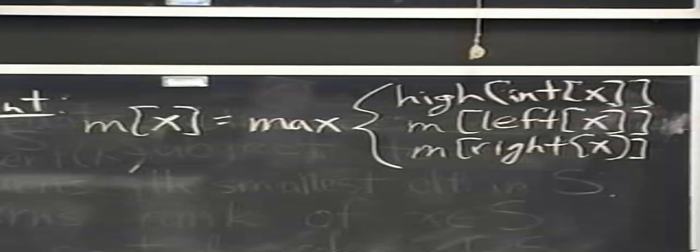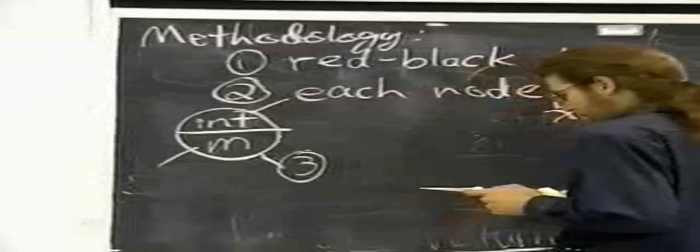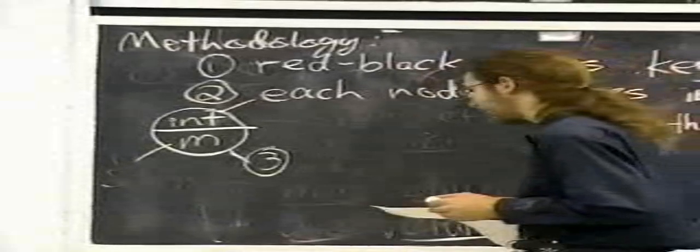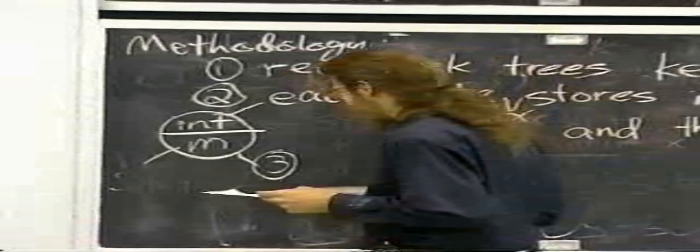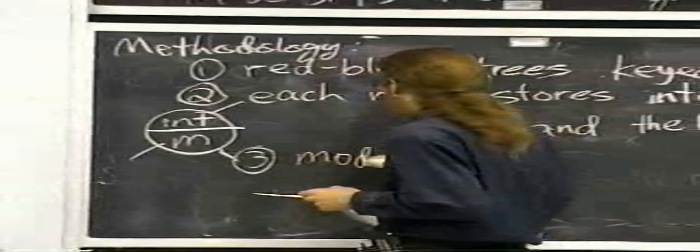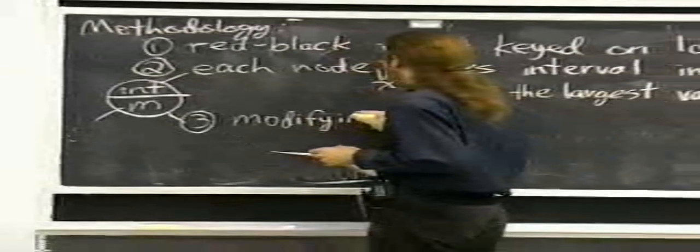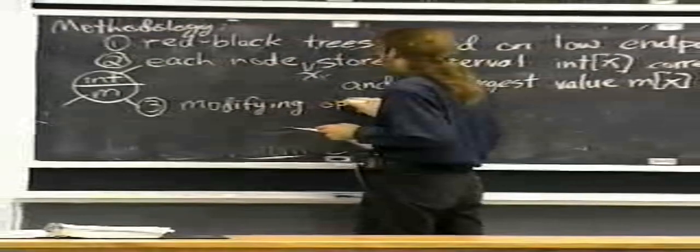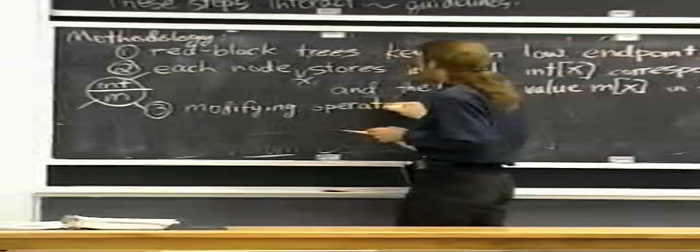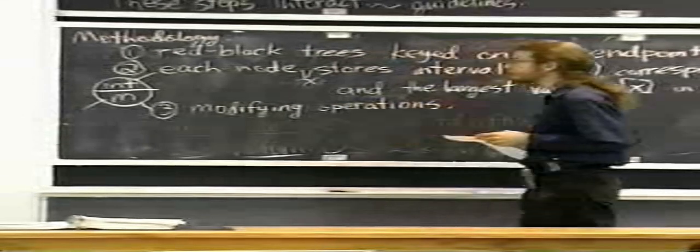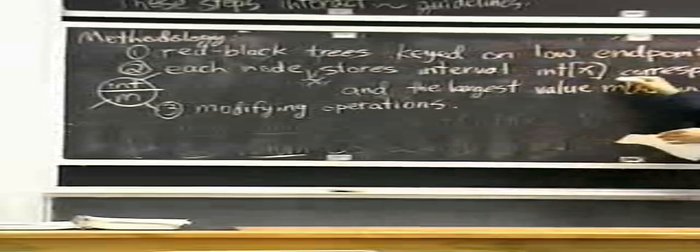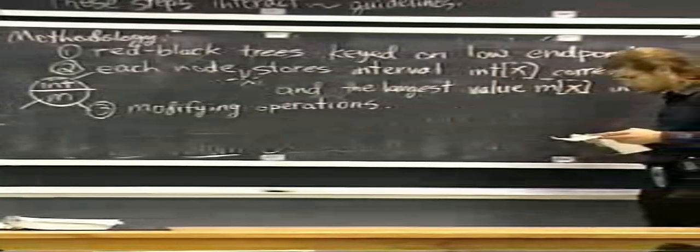Okay, the third thing we need to do. I think I won't have much space here. Let's go anyway. So the third thing is that we have these modifying operations. Again, we have insertions, and we have deletions. We have to say how to maintain this m value without slowing us down much.